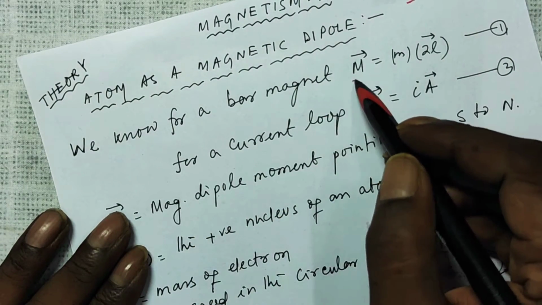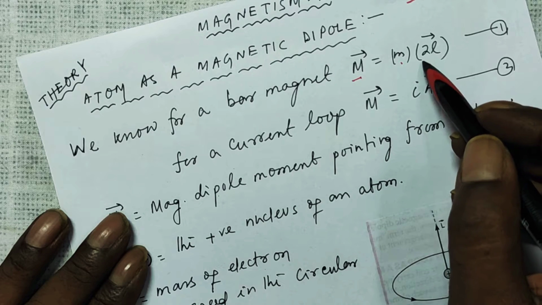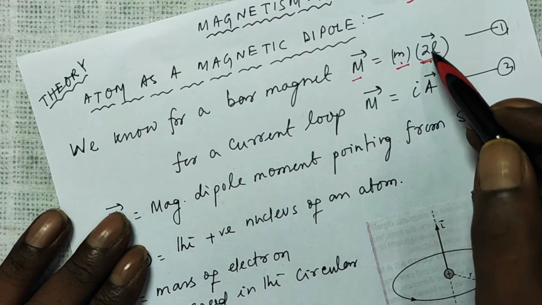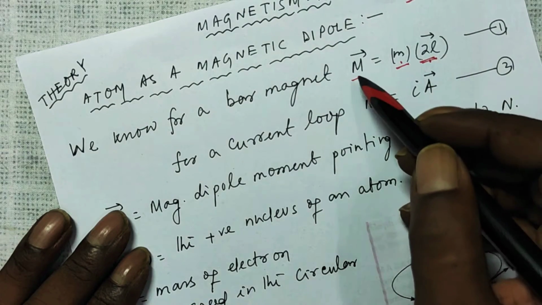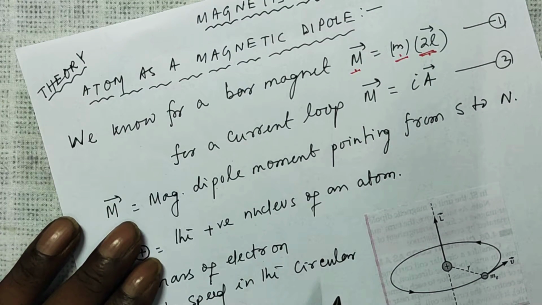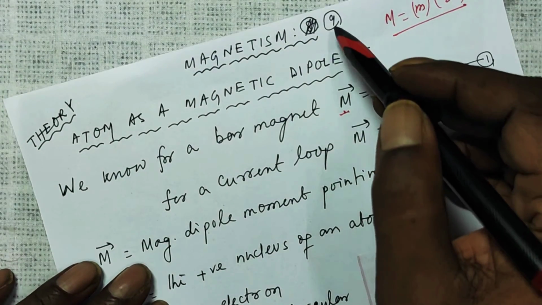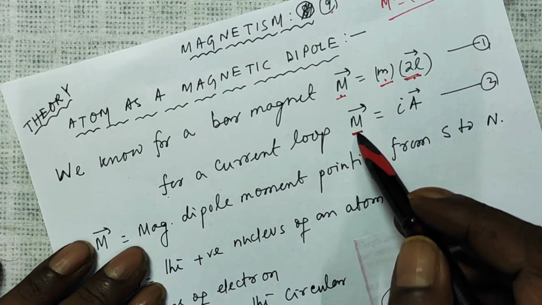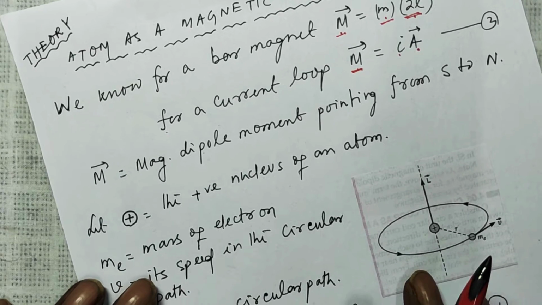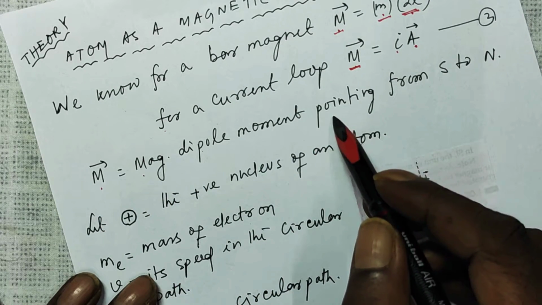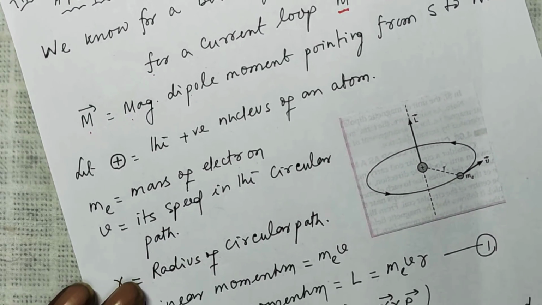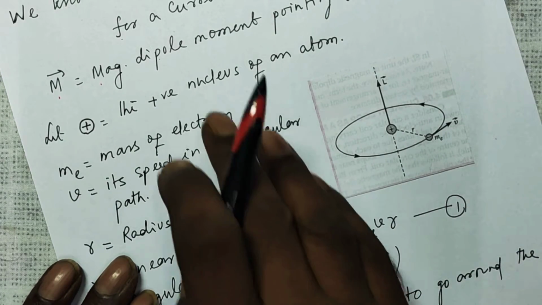We know for a bar magnet, the magnetic moment was the pole strength times the length of the magnet. The length was this length 2L, from south to north or from north to south, that is magnetic length. And this M was directed from south to north, it was a vector quantity. And for a current loop, in magnetism lesson 8, we also derived this: M was equal to current times area of the loop, where M is the magnetic dipole moment pointing from south to north, that we have discussed time and again. Now look at this diagram and then proceed.